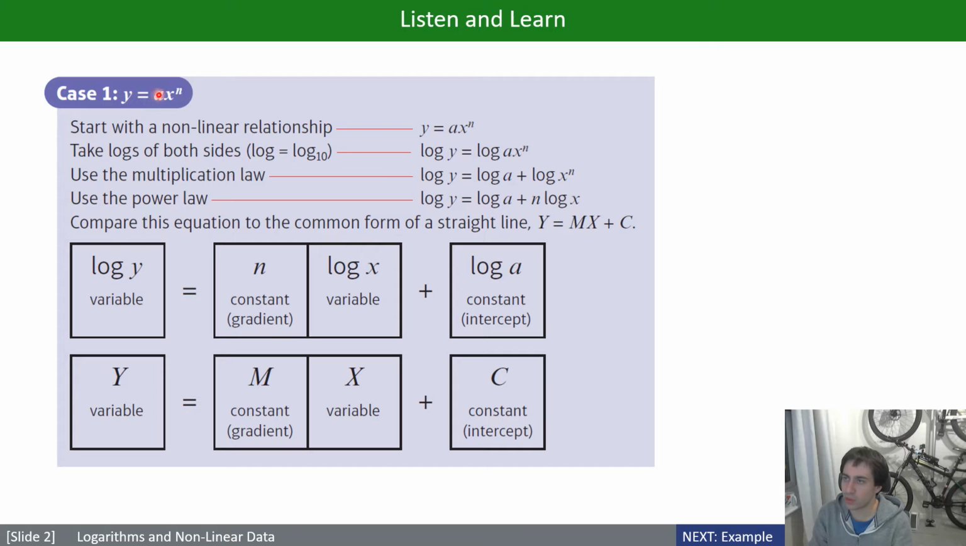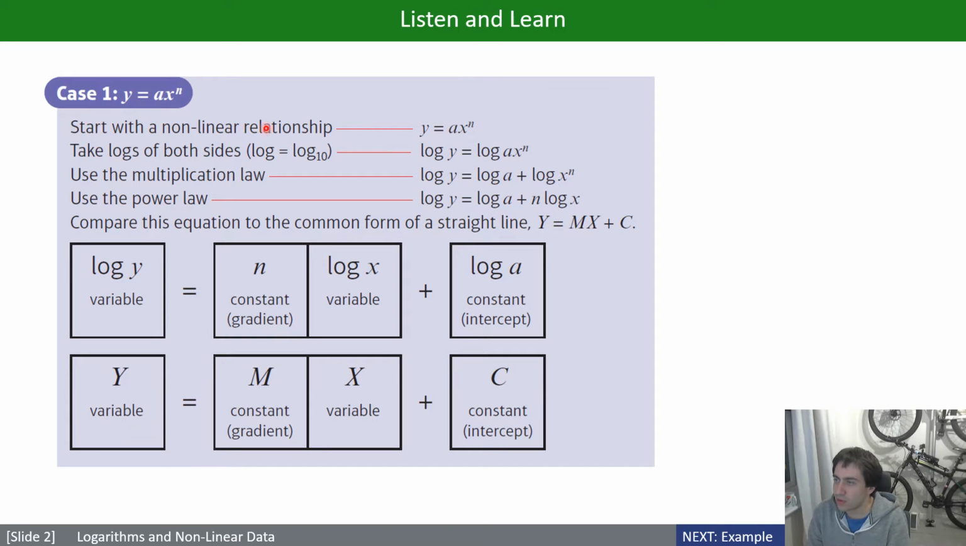So if you can see my pointer there, this is the case where we assume that a set of bivariate data is modeled with y equals ax to the n. And we don't know what n is, and we don't know what a is. An example of that being what we were just looking at on the first slide. So the working is done for us. Just as a reminder, let's just talk through this.